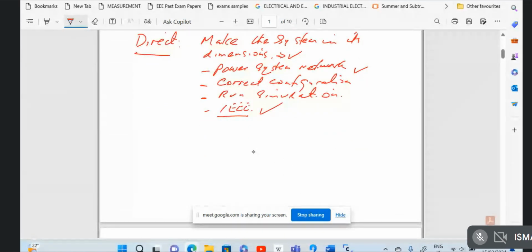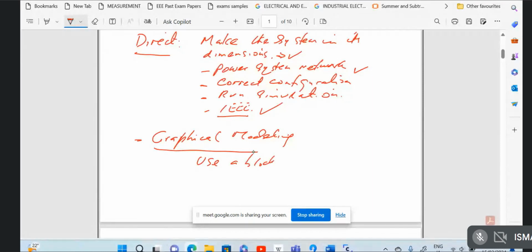Then you can also have a graphical representation, graphical modeling, whereby you use a block diagram, and through that block diagram, you can show how the system operates. And lastly, the mathematical modeling.